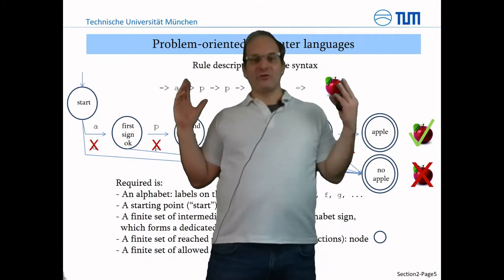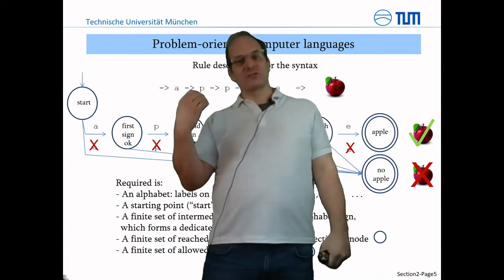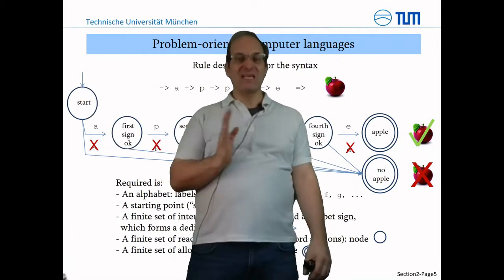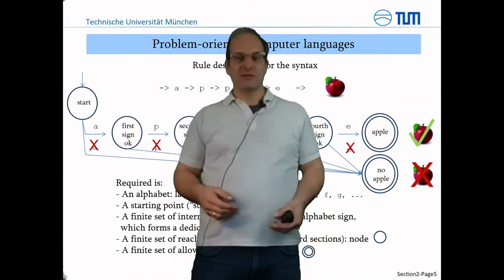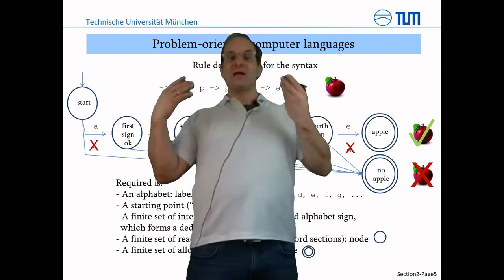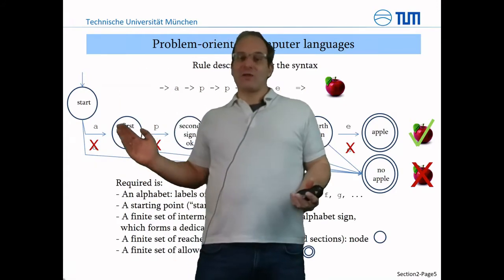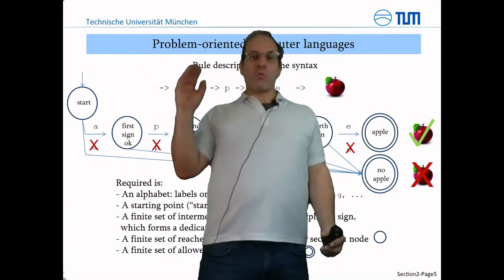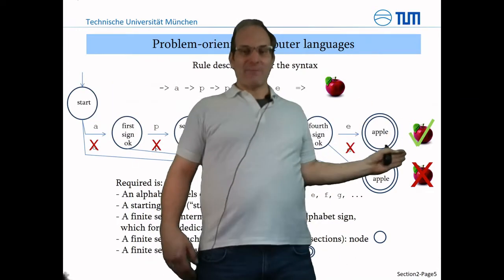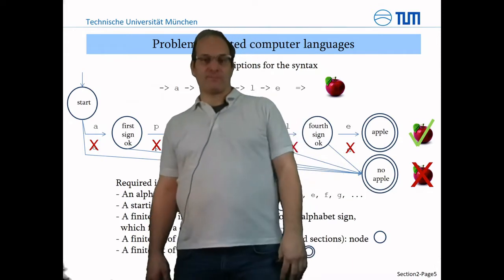So, and therefore you directly see what we need for the description of a formal language. We need a starting point, we need a sequence of intermediate states, we need this decision, these edges or these transitions, or how we would call it. So these ways from one starting point to an accepted end point, to an accepted end state.